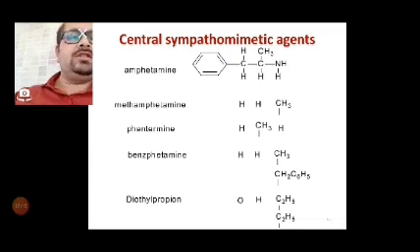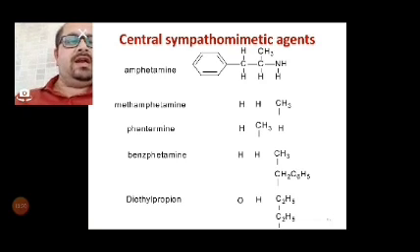The fourth derivative of a central sympathomimetic agent is benzphetamine. In benzphetamine, the alkyl chain is not substituted, the phenyl is not substituted, the carbon is not substituted, but the two hydrogen atoms of the amino group are substituted with one methyl group and one phenyl group. So, N-methyl and phenylmethyl on phenylethylamine, whereas the second carbon contains a methyl group, same as amphetamine. If you add two groups on nitrogen, a methyl and phenylmethyl, on amphetamine, you will get benzphetamine.